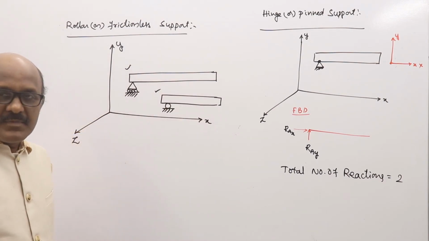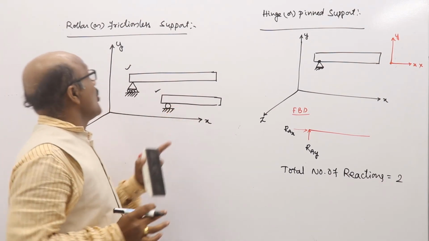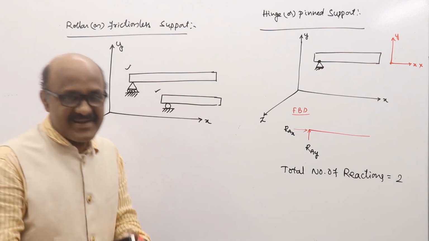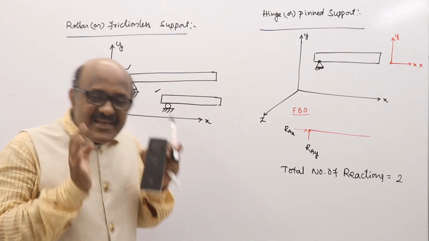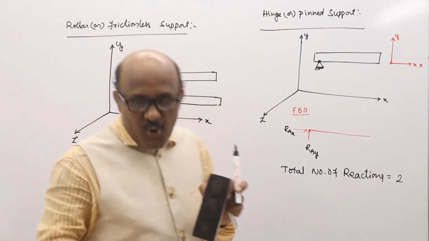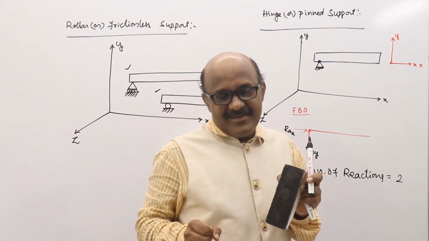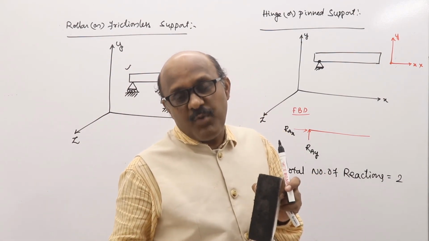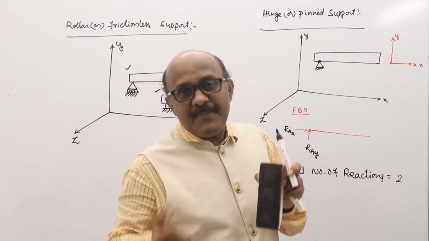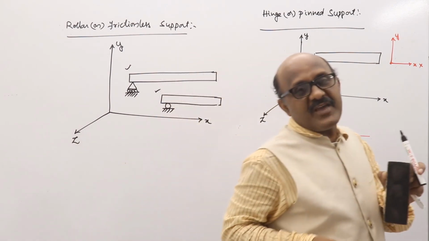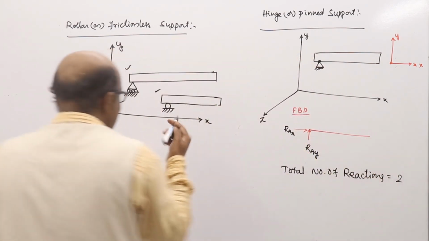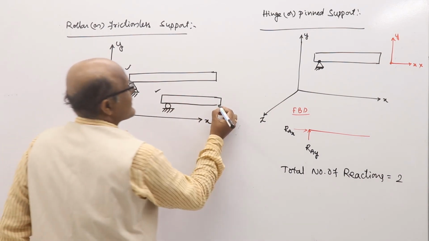Both are the same. Now, it is a roller or frictionless support, my dear students. See, there is a briefcase. We are carrying the luggage. There are rollers at the bottom of the briefcase. With the help of the rollers, we are moving the briefcase. In a similar fashion, here is the motion.